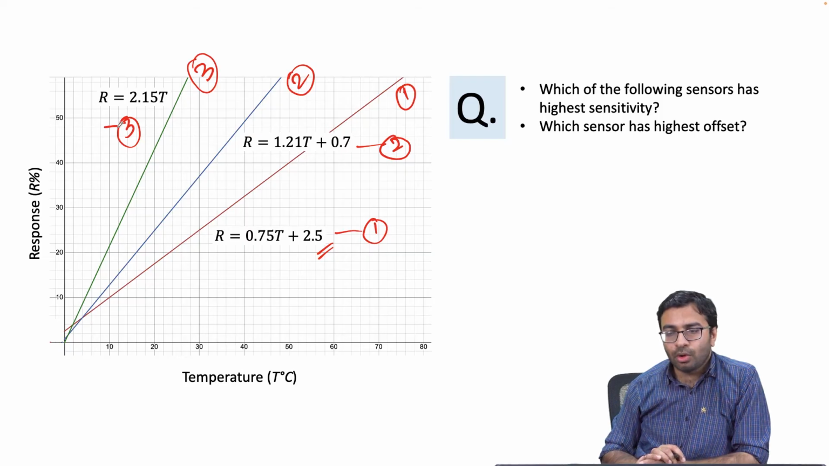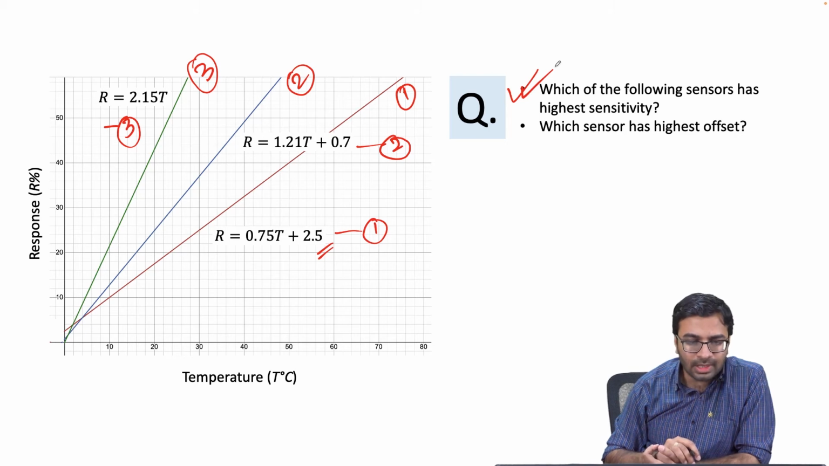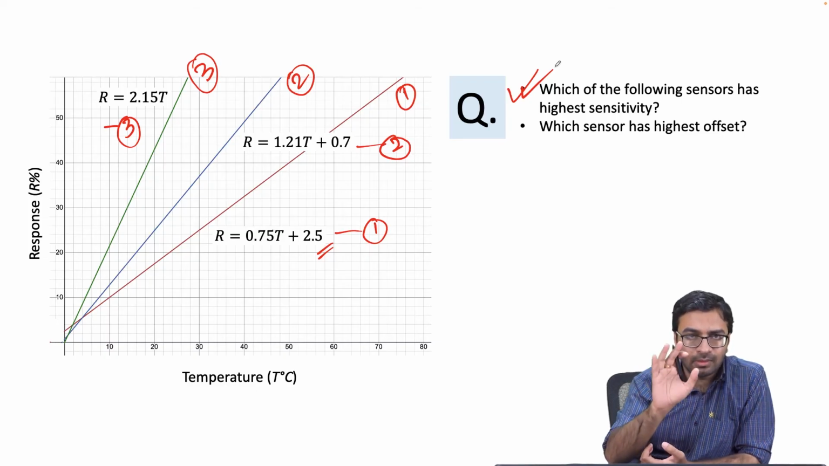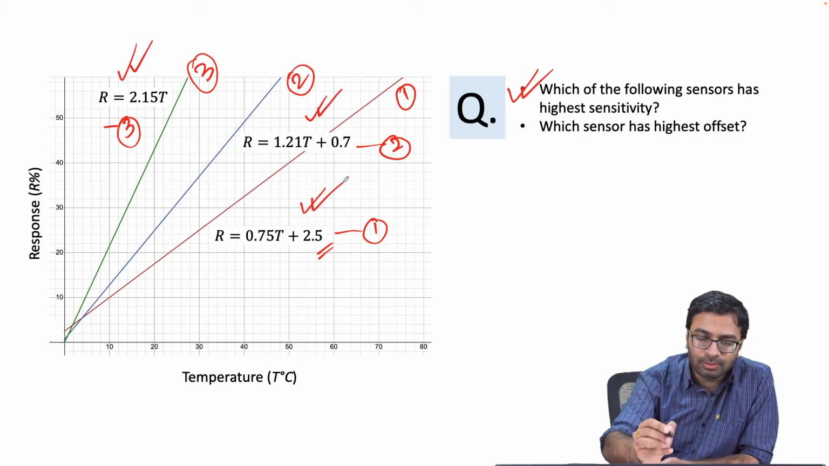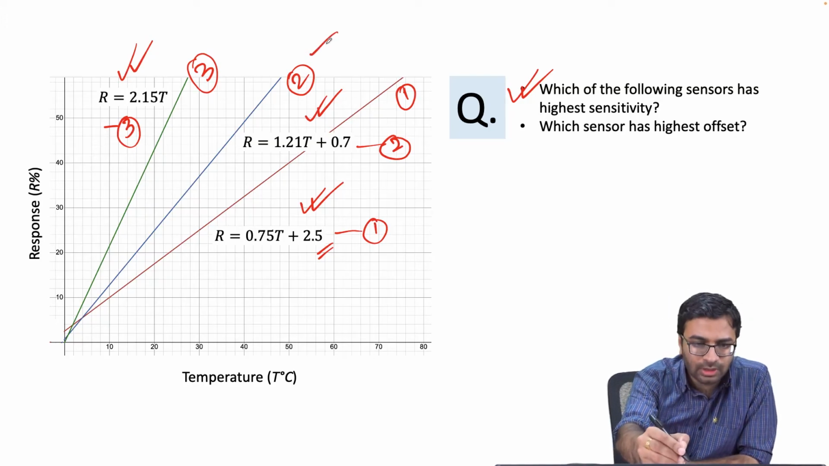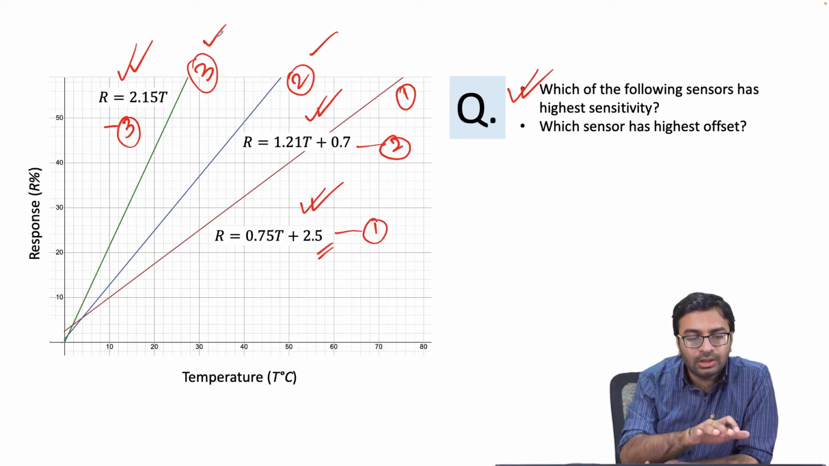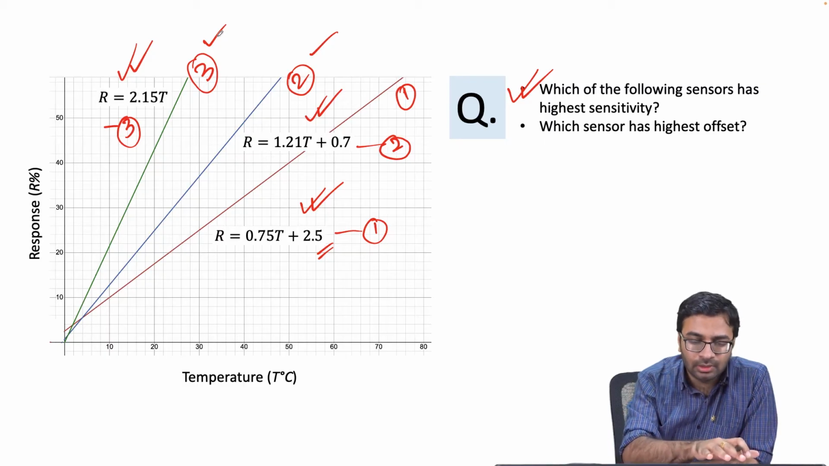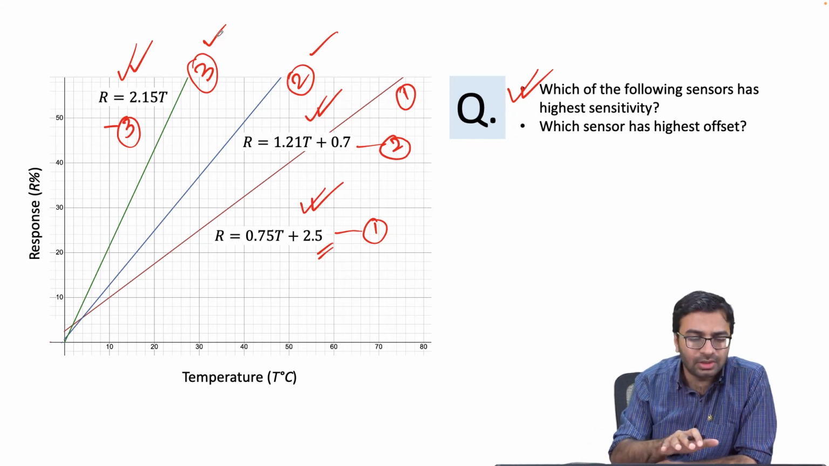Now the question is, which of the following sensors has highest sensitivity? Now we already know that the sensitivity is nothing but the slope associated with the calibration curve at certain temperature value. Now in this case, all 3 are linear responses, right? The first sensor response is also linear, the second sensor response is also linear, the third sensor response is also linear. So the slope for all 3 sensors or all 3 curves are same throughout the range. Throughout the operating range, the slope is constant.